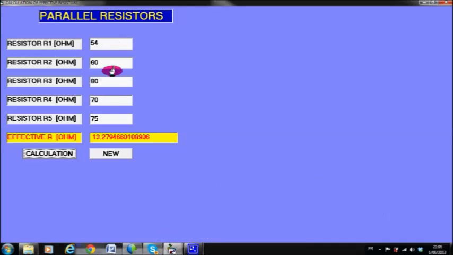The smallest among all these is 54. So we get the value of the effective resistor, that is 13. This is something you have to keep in mind to systematically verify your calculation.